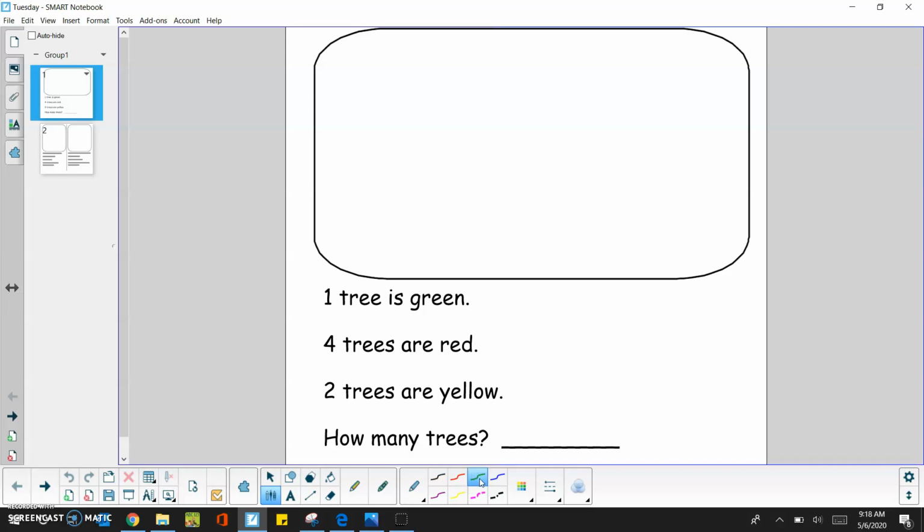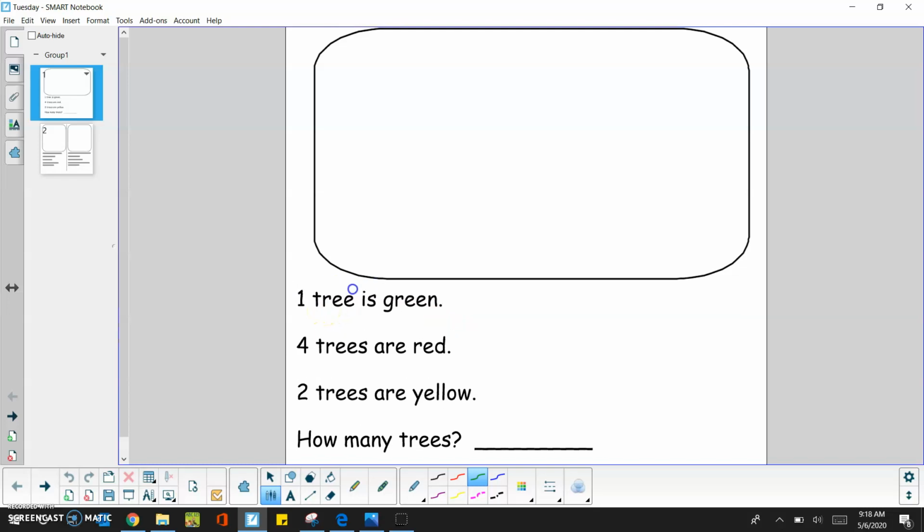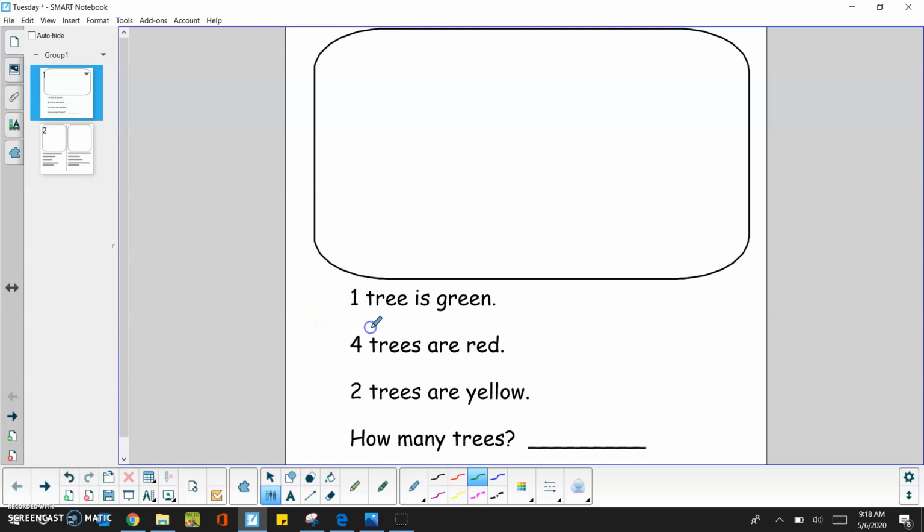So I have different colors that I can use to highlight or underline. If you guys just have a pencil, that will work perfect. I'm going to change my colors though to help us remember what colors everything is going to be. So our first line is one tree is green. So let's circle 1. Oh goodness, not again today. Let's try this again. One tree is green.